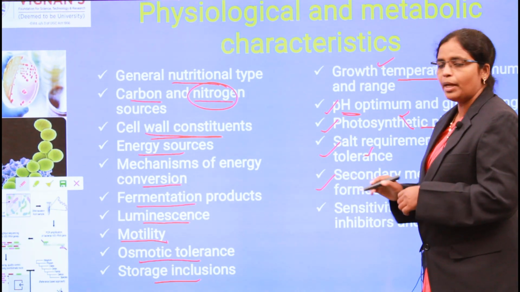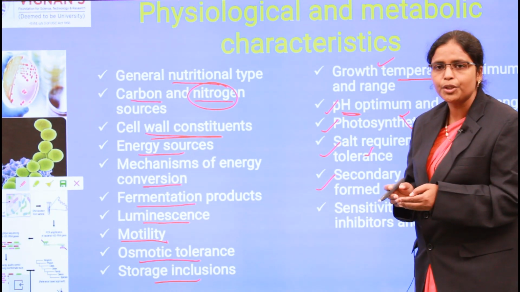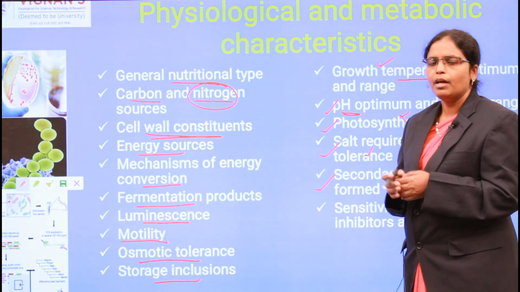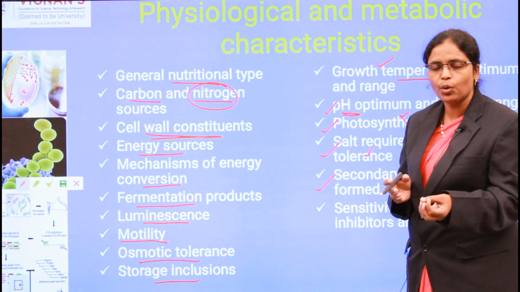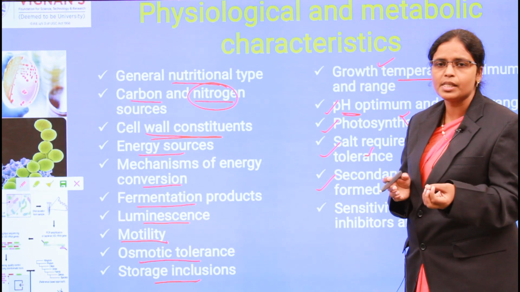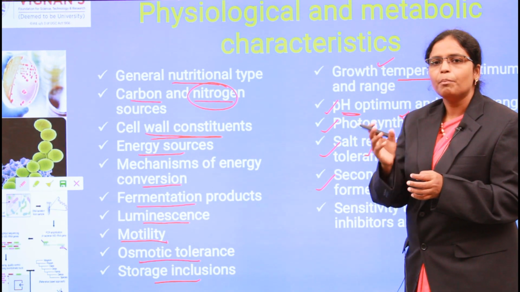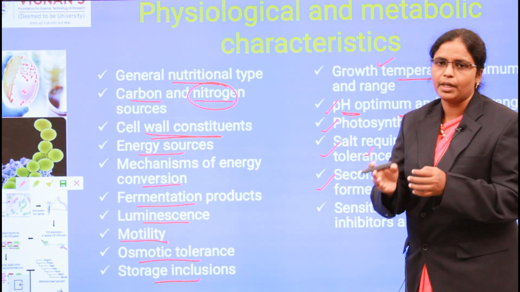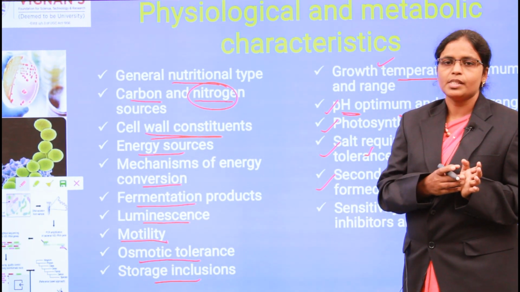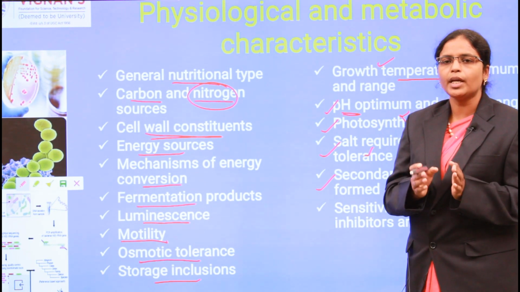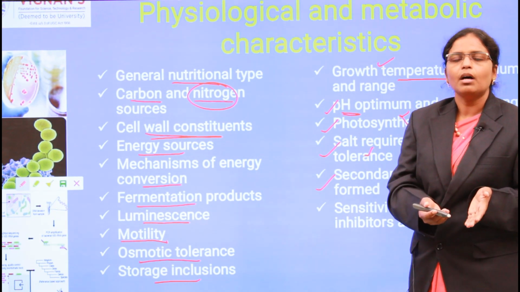Secondary metabolites. I mentioned under fermentation products that some of the microorganisms have the ability to produce secondary metabolites. For example, if you take an antibiotic, it is produced by a microorganism, you all know about it, that is Penicillium notatum. The organism has the ability to produce the secondary metabolite, the antibiotic. Some organisms may not produce secondary metabolites. So like this, we can identify whether the organism is producing any secondary metabolite or not.